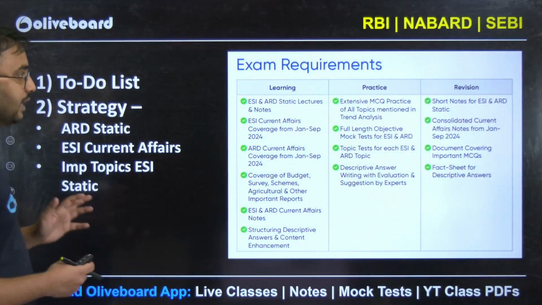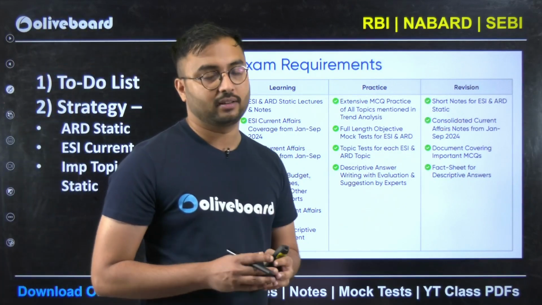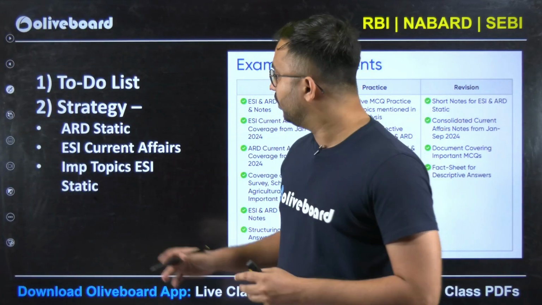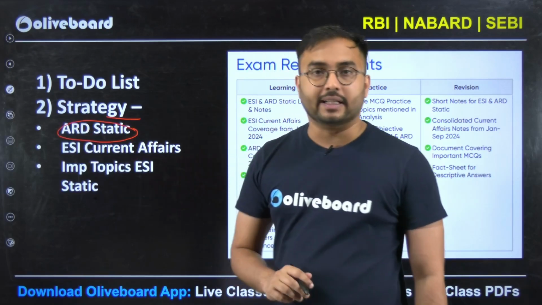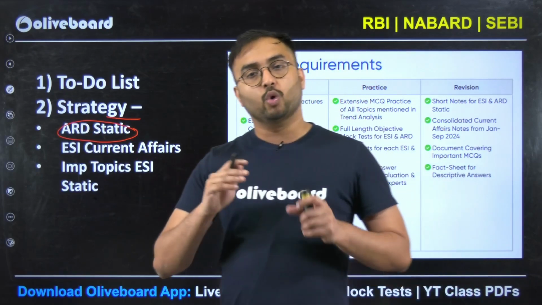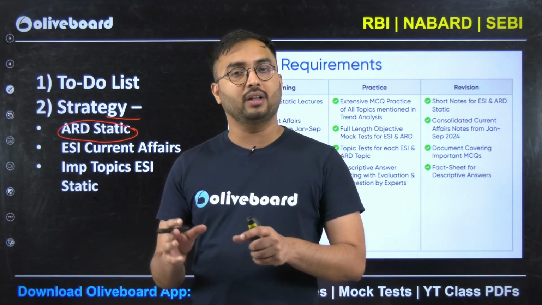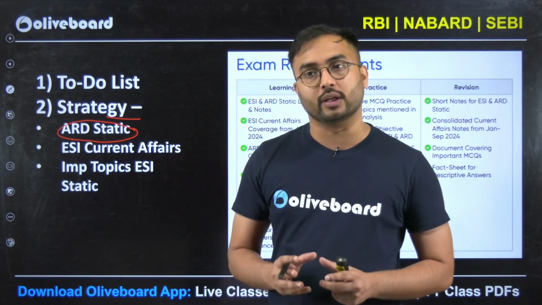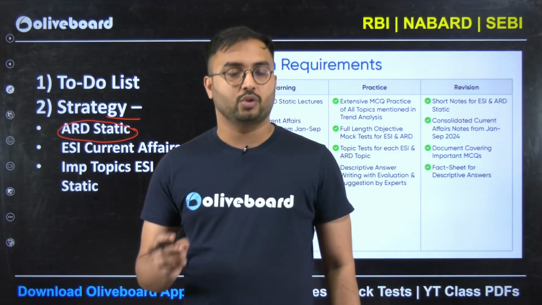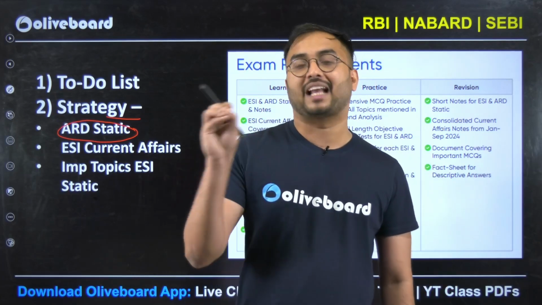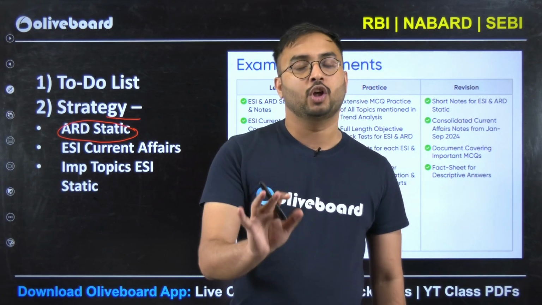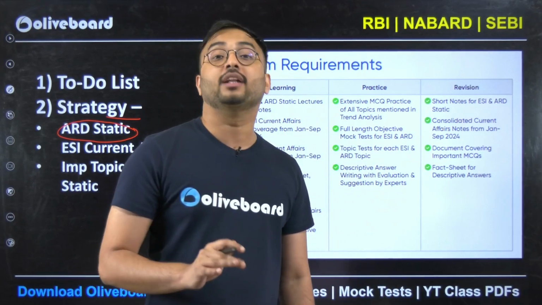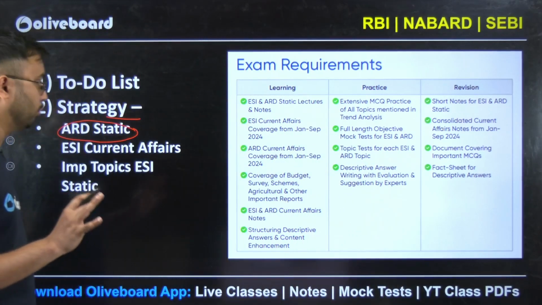And lastly, yes, what is the to-do list for preparing and what is the strategy? We will be talking about strategy. See, do not take ARD static lightly. Most of the MCQ questions and descriptive questions will heavily be from ARD static only. Related to current affairs, you just need to concentrate on NABARD flagship programs and important agricultural schemes in last 6 months, which could be done even in 1 week or even in 3 to 4 days.